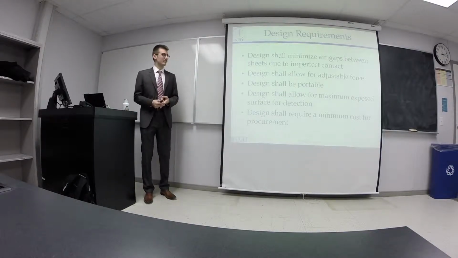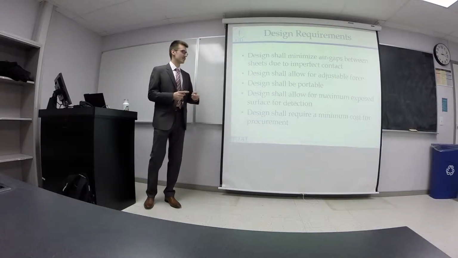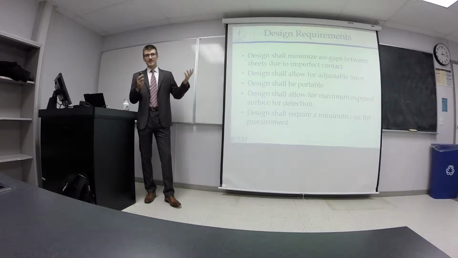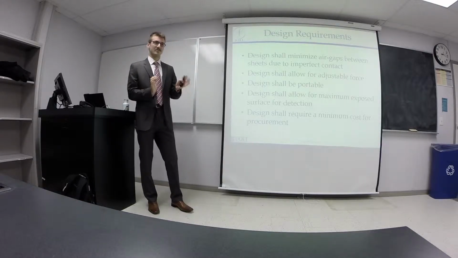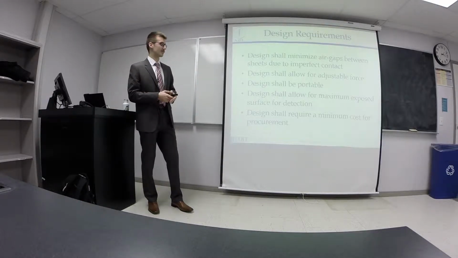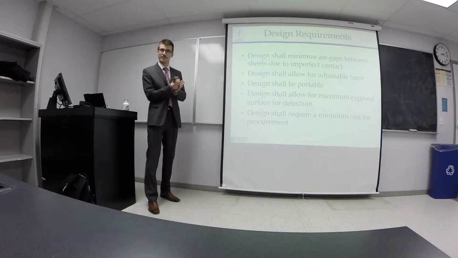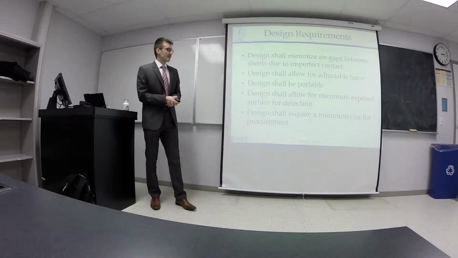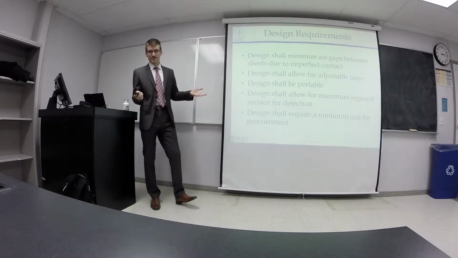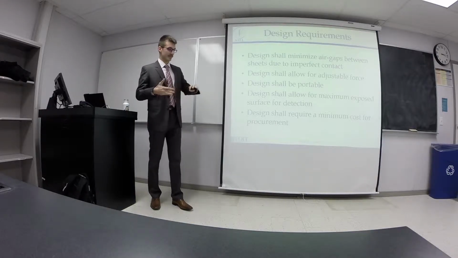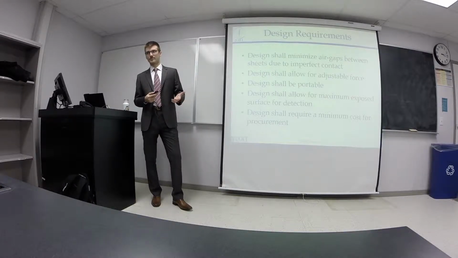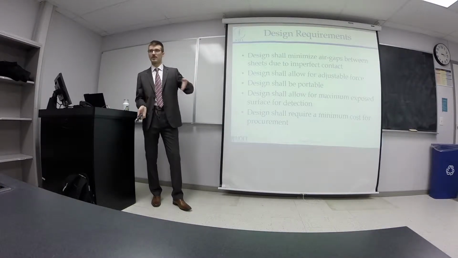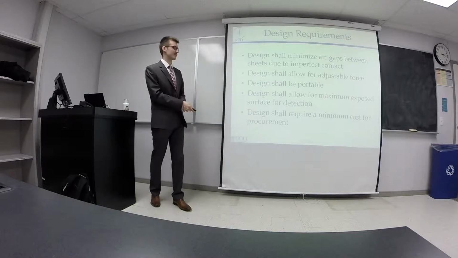So first things first, we need to minimize air gaps between the sheets due to imperfect contact. These sheets are rolled or come from cans, so they're not flat to begin with. So there is going to be some air gaps generated when you try to put them together. The design shall allow for adjustable force, different sheet sizes, and all that, so make sure we can adjust it accordingly. Design shall be portable because the location of the probe and the controller are not in the lab downstairs, so I have to constantly move it back and forth. I want to make it as easy as possible.